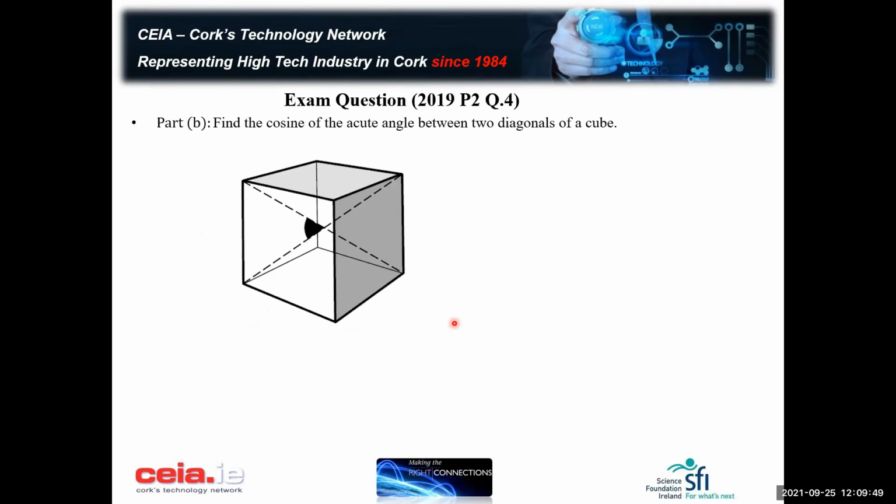But there was a trickier part B to that question. Again, when I looked at this at first glance, it looked like a difficult question. How do you find this interior angle where the diagonals of a cube meet? These are the internal diagonals of a cube. So it's a 3-dimensional problem. It looks a bit tricky, but it turns out to be a fairly simple question when you break it down.